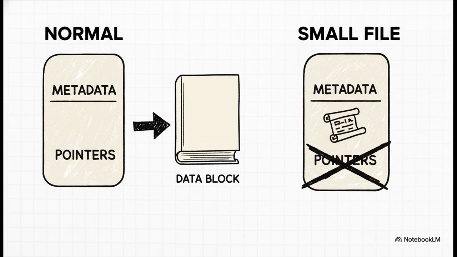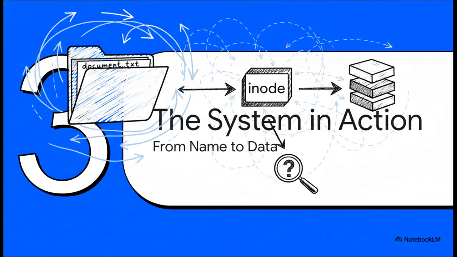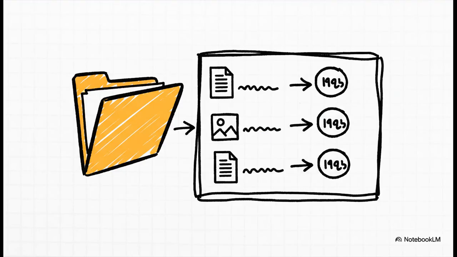Pretty smart, huh? Okay, so we've got the pieces: the file name, the inode, the data. Now let's see how they all work together when you do something you do 1,000 times a day, just opening a file. How do we get from the name to the data? But first, we need to clear up a really common misconception.